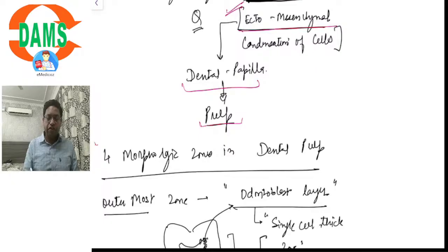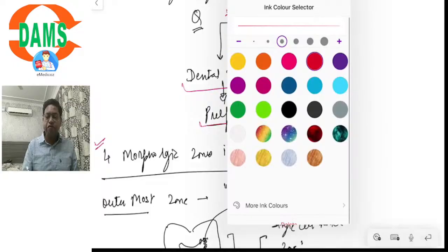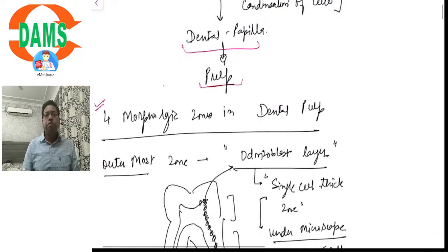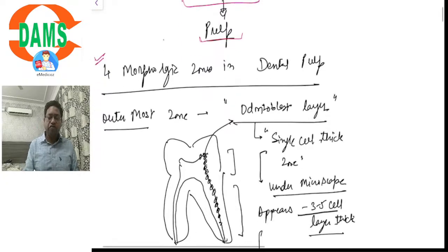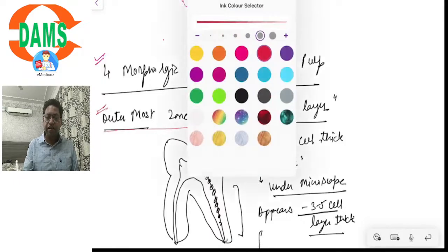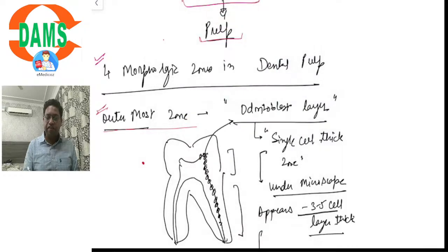If we talk about the structural organization of dental pulp, it is basically divided into 4 zones. Morphologic zones means that they can be identified under histologic sections. The outermost zone of the pulp is called the odontoblast layer.